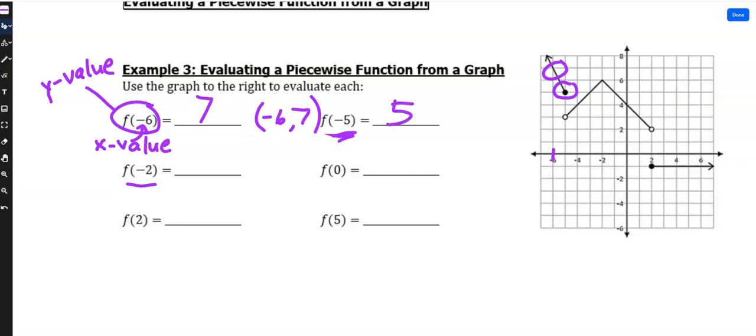F of negative 2, that goes to the top there, which is a 6. F of 0, that goes to that dot right there, which is a 4. F of 2, always go to the closed dot. So 2 is the x value, negative 1 is the y value. And lastly, f of 5 is right there at negative 1. So those are the complete answers for that set of notes.